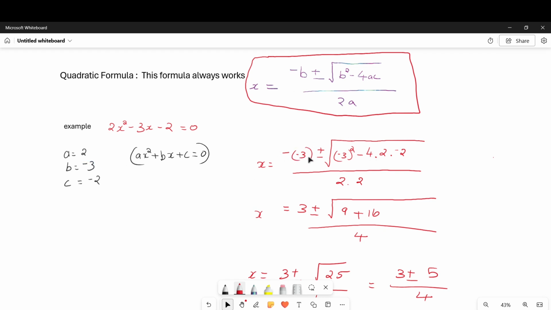So minus, bracket minus 3, plus or minus root of the same thing, b square. B square means you need to put minus 3 all square. Then minus 4 into a into c. The 4 is in the formula, and the a came from here, 2. So 4 times 2. Then c came from here, minus 2. So 4 times 2 times minus 2, divided by 2 into a. The a value is 2, so 2 times 2 here. Let's solve this one.